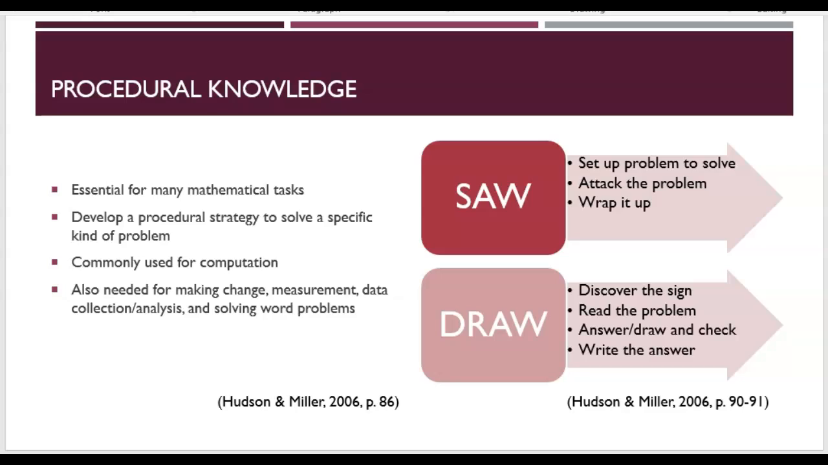One procedural strategy is solve. This strategy involves setting up a problem to solve, which includes reading the problem and identifying the sign, attacking the problem, which is performing the steps to solve, and lastly, wrapping it up by checking your answer. Another procedural strategy is draw. This strategy involves discovering the sign, reading the problem, answering the problem, typically by drawing, checking your answer, and then finally writing the answer.